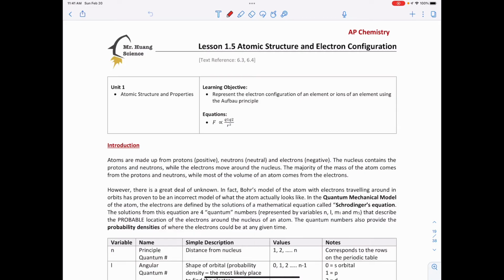Welcome to this lesson 1.5 on atomic structure and electron configuration. In this lesson, the main goal is to revisit our understanding of what the atom looks like. Many times we assume the Bohr model to be an accurate representation of what the atom looks like, but we're going to revisit the atomic structure and redefine how an atom looks using electron configuration and the quantum mechanical model of the atom.